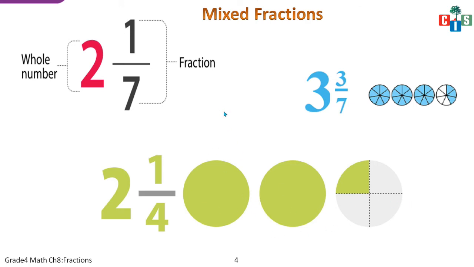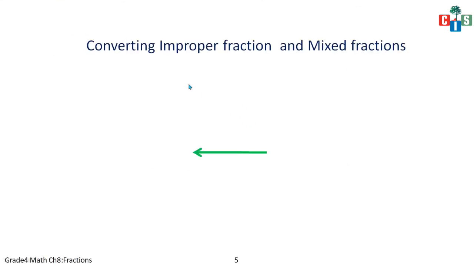So what we saw? Proper fraction, improper fraction and mixed fraction we saw. Okay, so in proper the numerator is smaller, and in improper the numerator is bigger, and in mixed fraction a whole number and a fraction are there. Fine. Now we are going to see how you convert improper fraction and mixed fraction.